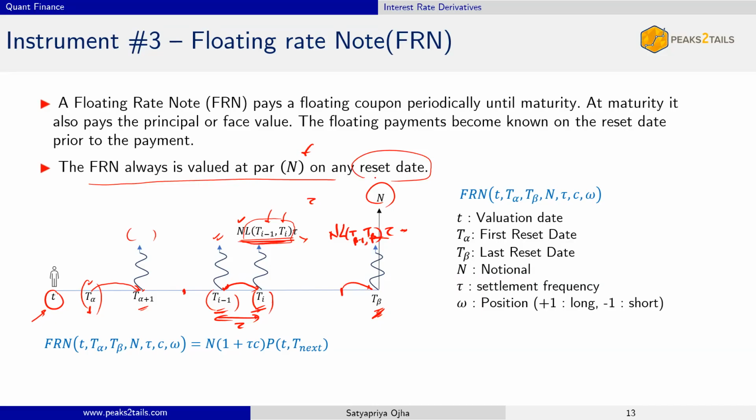It's surprising. What I'm saying is the value of a floating rate bond is equal to notional N. That's it, on specific dates, and those specific dates are reset dates. So the value here is N. The value here is N. The value on every reset date would be N.